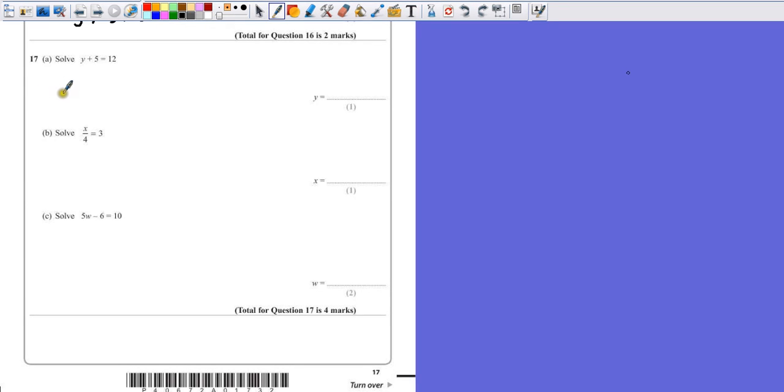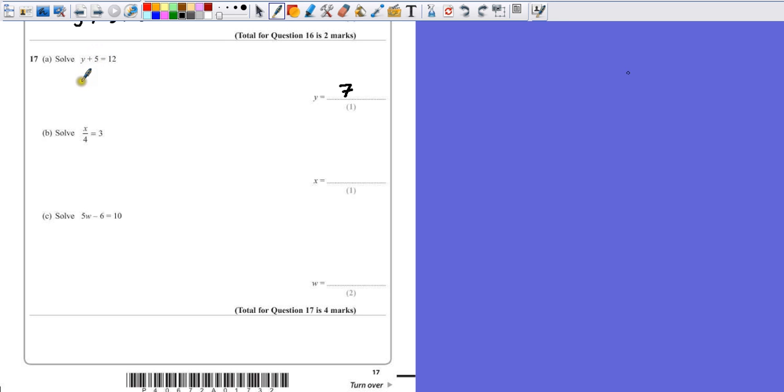Question 17, part A. Solve y add 5 equals 12. Two ways of doing this. One way, which in this case is really quite simple, is just to imagine that being covered up. Something add 5 is 12, which would give you the answer of 7. 7 add 5 is 12.